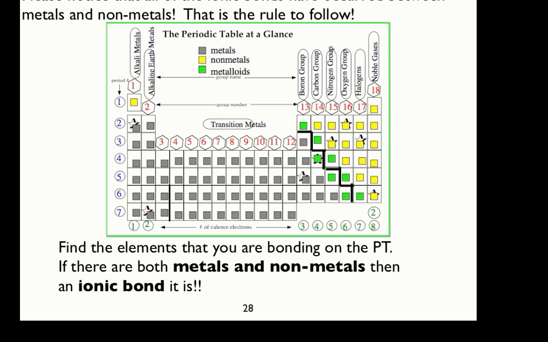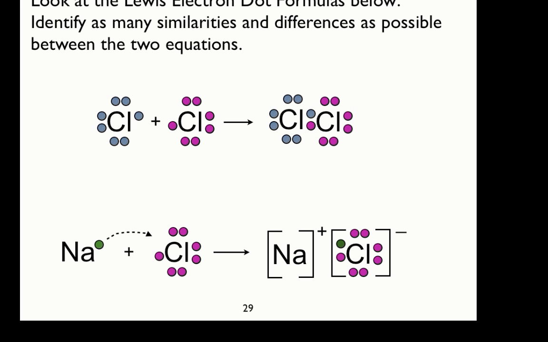So let's take a look at these two bonds together. We have the two chlorines, the example we did earlier, forming chlorine gas, and we have the sodium and the chlorine forming table salt, the NaCl. So the top one is a covalent bond. See if you can find the shared pair. Okay, and the bottom one is an ionic bond between sodium and chlorine.